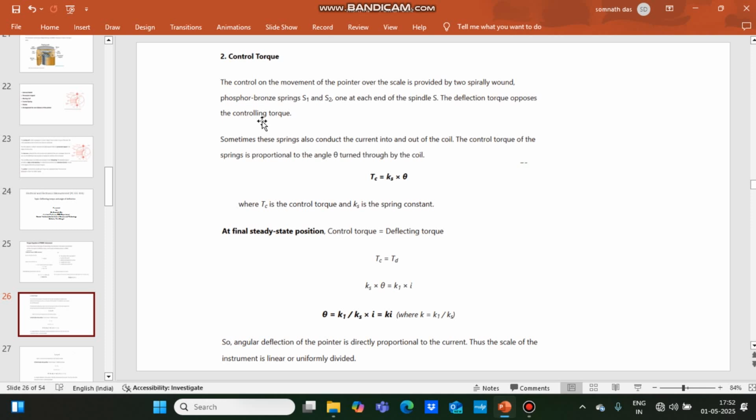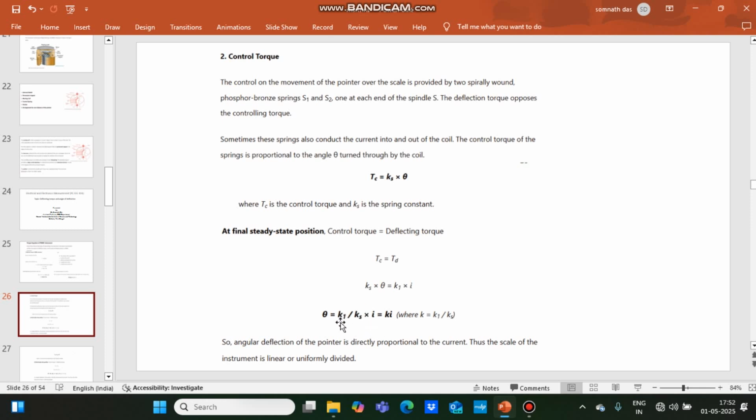For the final steady position of the pointer, we know control torque equal to deflecting torque. These two torques must be equal at the final position of the pointer. So TC equal to TD, or Ks theta equal to K1 I, or we can write theta equal to K1 by Ks into I.